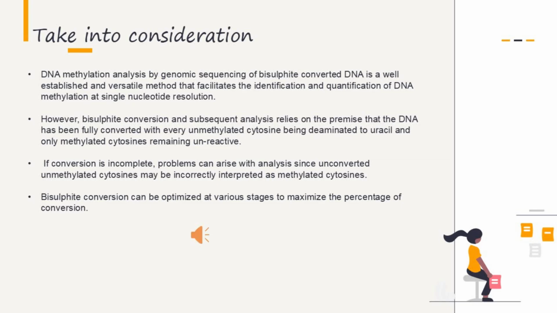However, bisulfite conversion and subsequent analysis relies on the premise that the DNA has been fully converted, with every unmethylated cytosine being deaminated to uracil and only methylated cytosines remaining unreactive. If conversion is incomplete, problems can arise with analysis, since unconverted unmethylated cytosines may be incorrectly interpreted as methylated cytosines. Bisulfite conversion can be optimized at various stages to maximize the percentage of conversion.